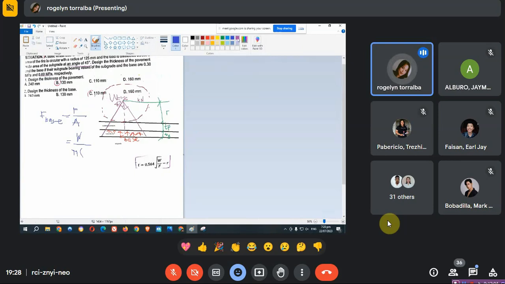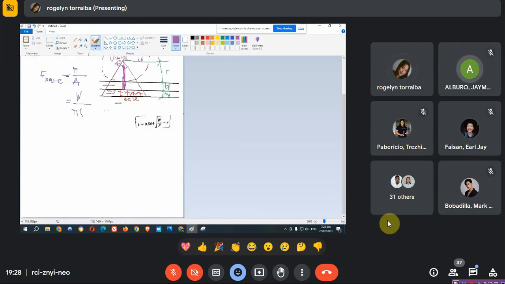Let me draw it again. What I highlighted in violet is the radius of the wheel. But the question, class, is the thickness of the pavement. So in short, the wheel radius has not yet touched the thickness of the pavement. So, what is our radius? R plus T sub P. T sub P plus R. Of course, it is pi R squared.